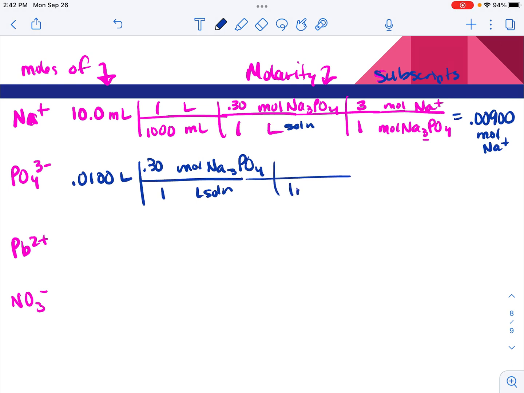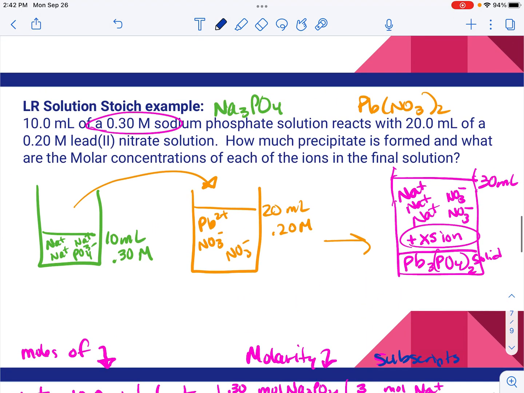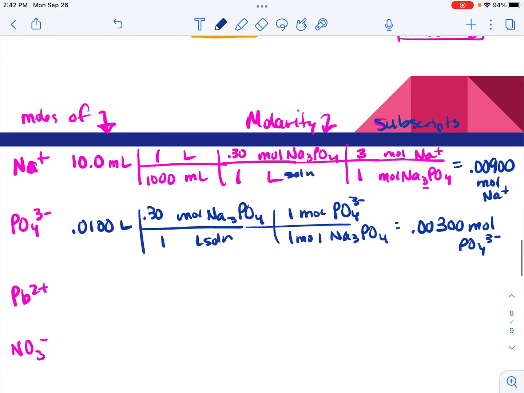And then for every 1 mole of sodium phosphate, there is 1 mole of phosphate ions. So when I do that, I get 0.030 moles of phosphate ions. So I want you to stop the video and try this for the lead and the nitrate using the given molarity of 0.2 molar lead nitrate and 20 milliliters. And take a second to copy the example if you didn't already.